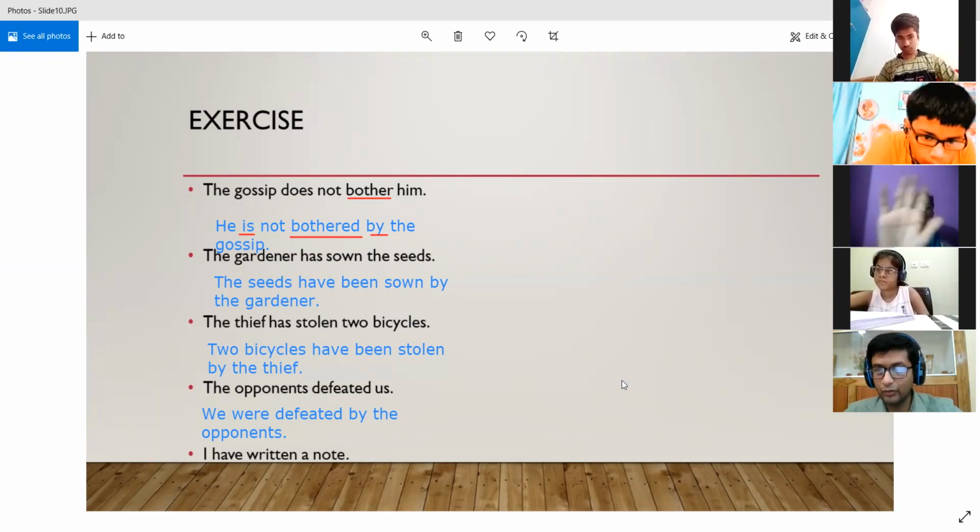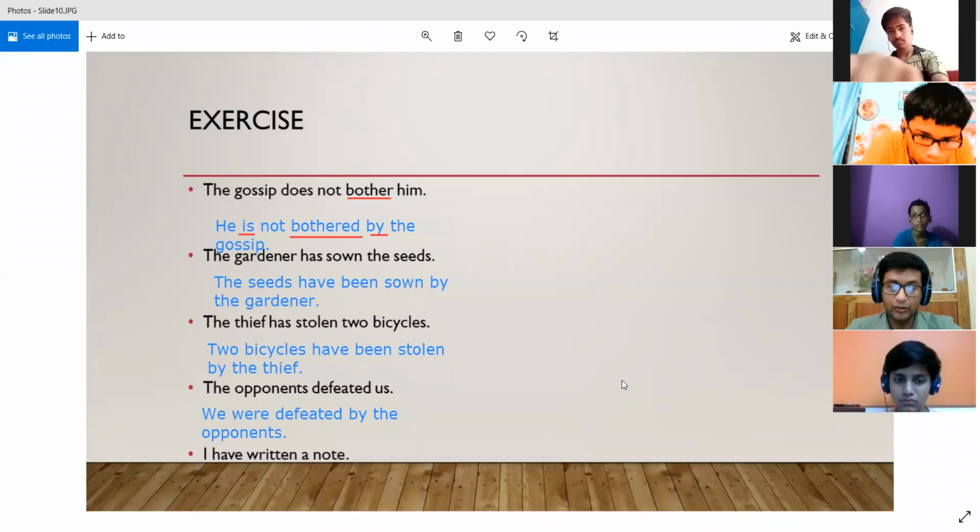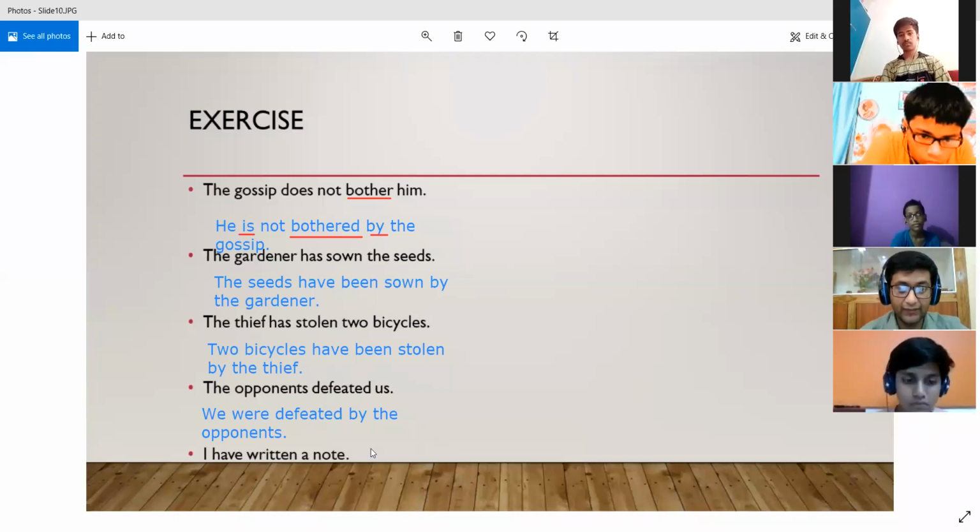Yes, Rishik, you wait. We have more sentences to do. I will give you the chance. It is the present perfect tense. All right. Have written is the form of present perfect tense. So I have written a note, right? So in the perfect tenses, we use been with it. So what will happen over here is a note has been written.